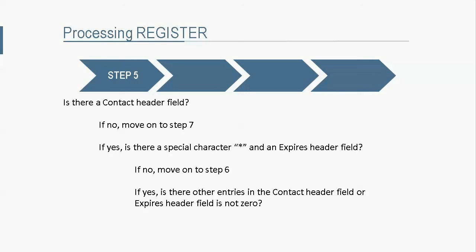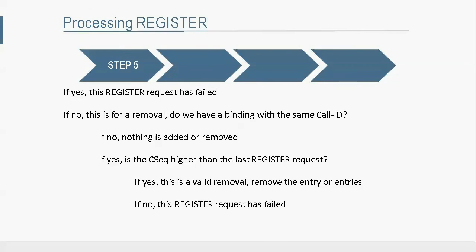If no, move on to step 6. If yes, are there other entries in the contact header field, or is the expires header field not 0? If yes, this register has failed. If no, this is for a removal. Do we have a binding with the same call ID? If no, nothing is added or removed. If yes, is the CSeq higher than the last register request? If yes, this is a valid removal. Remove the entry or entries. If no, this register has failed.